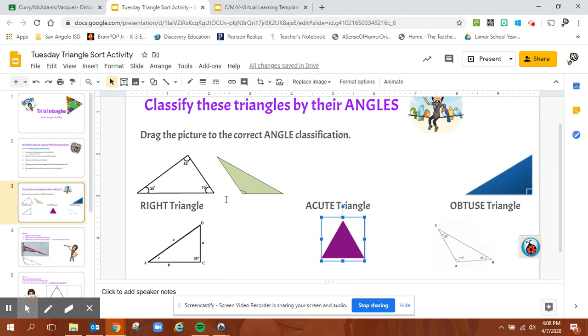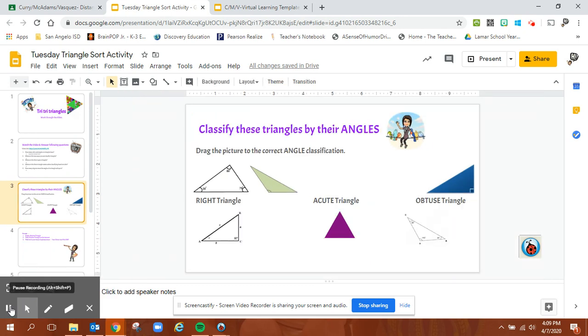Okay, so all you're going to do is do the rest of these and put them where they go. Okay, either right, acute, or obtuse. Moving on to the next slide.